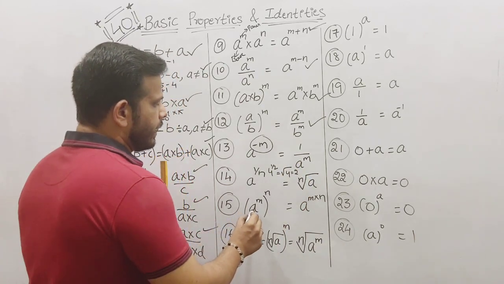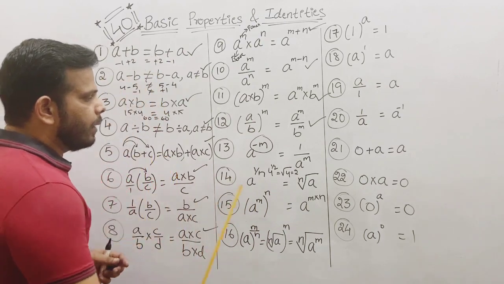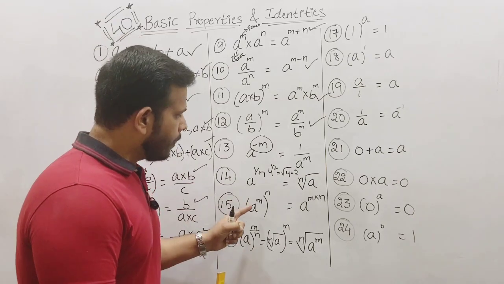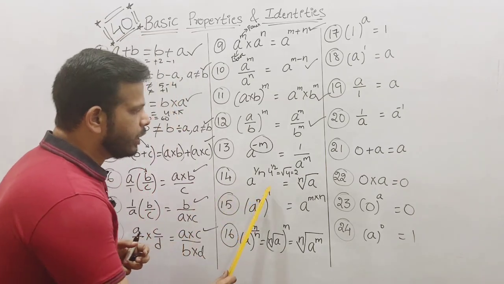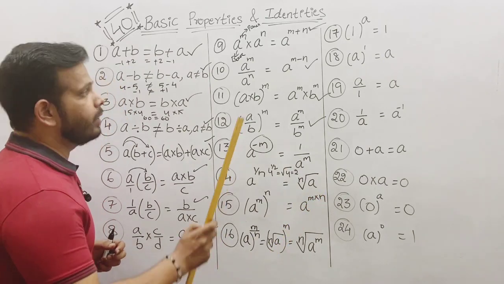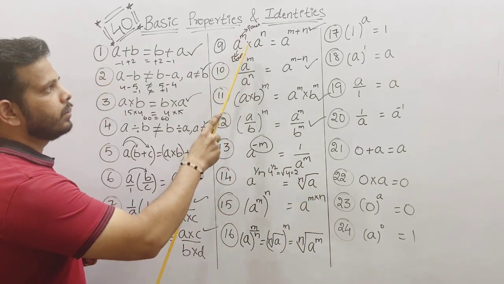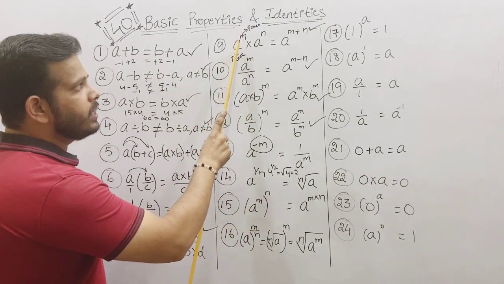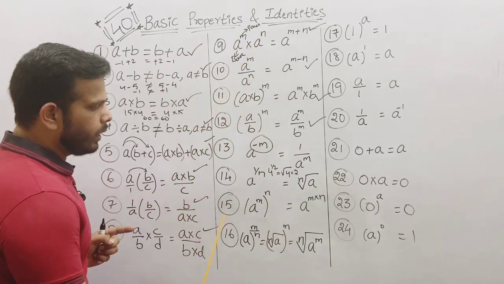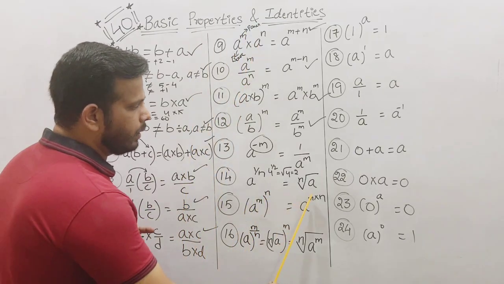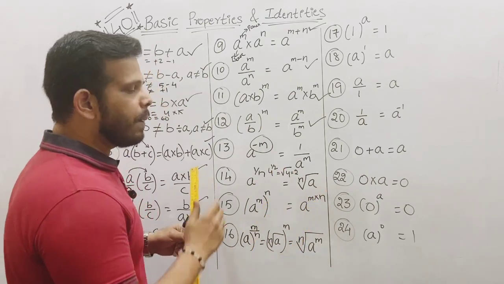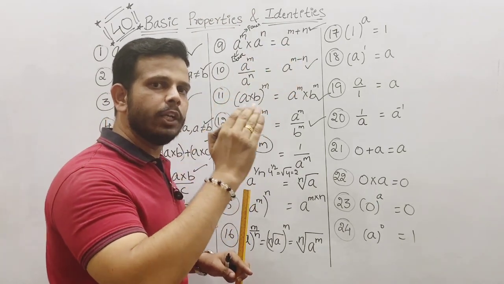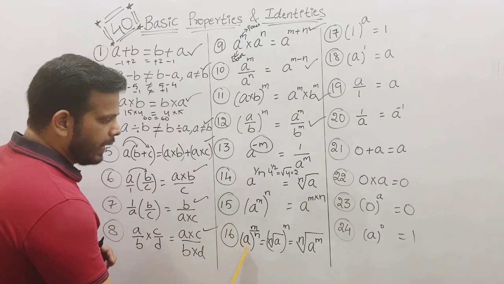Next, a power m power n. Power of powers are always multiplied. Remember, (a power m) whole power n, here m into n gets multiplied, not added. This is different from having the same base and different powers. (a power m) power n is a power m into n. If it is like a power x power y power z, then it will become a power x into y into z.